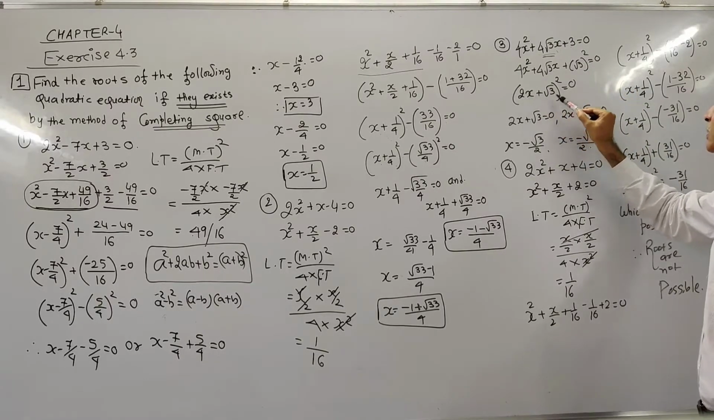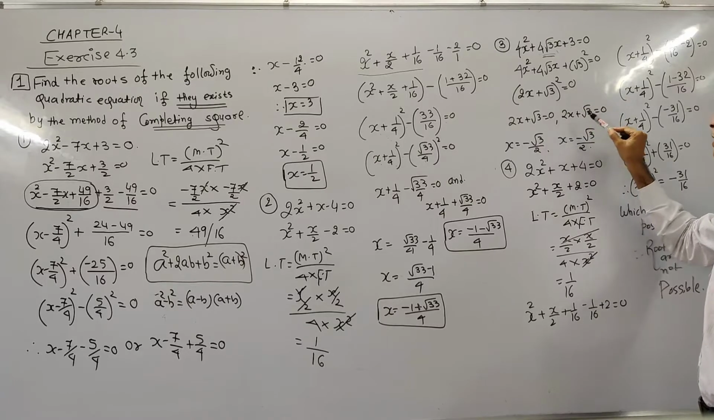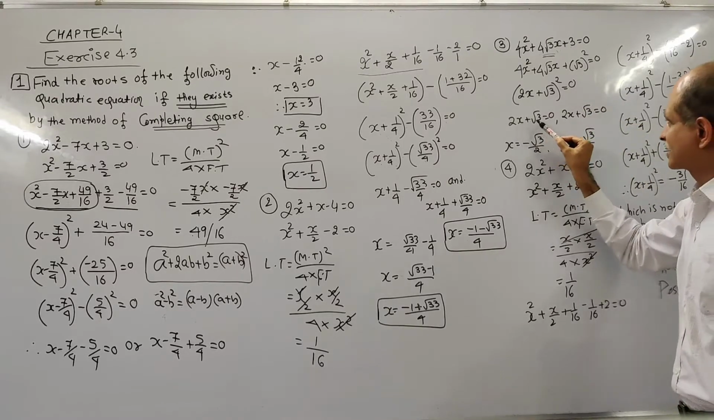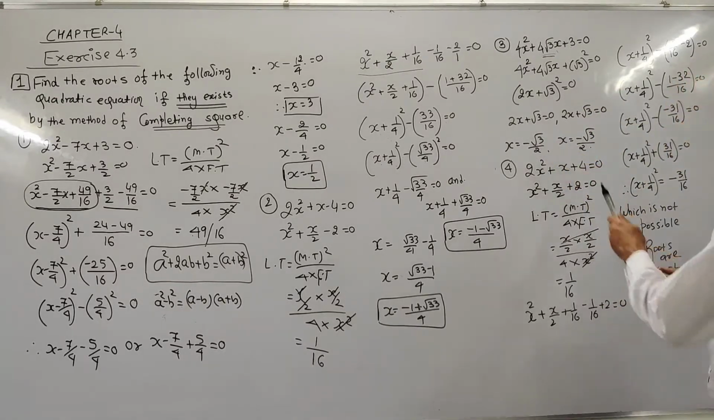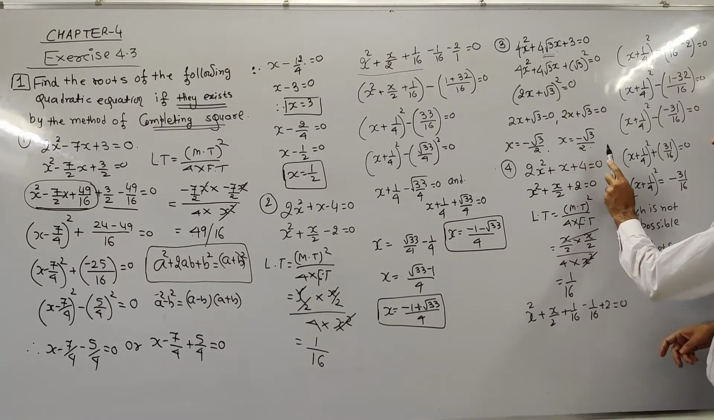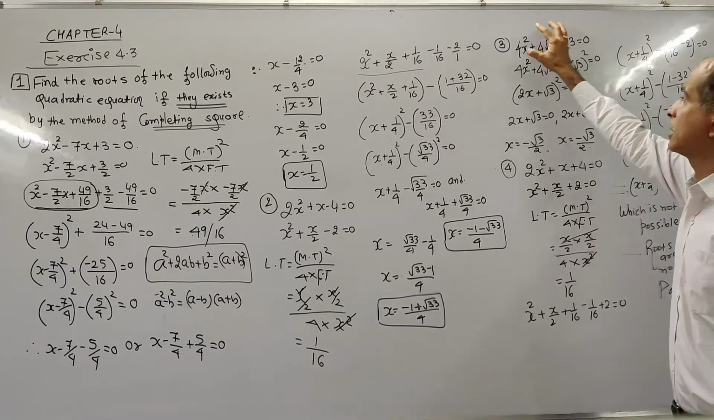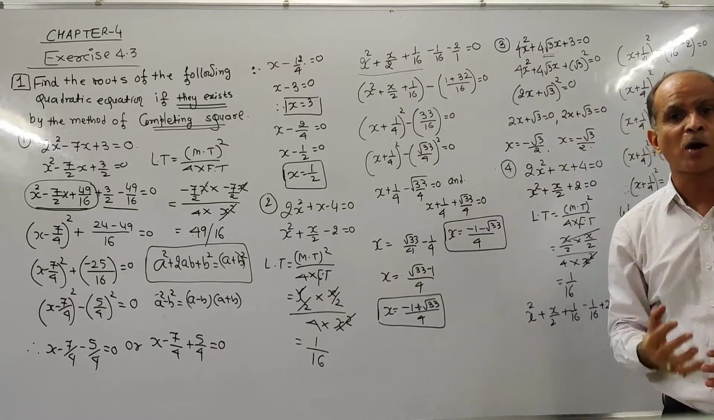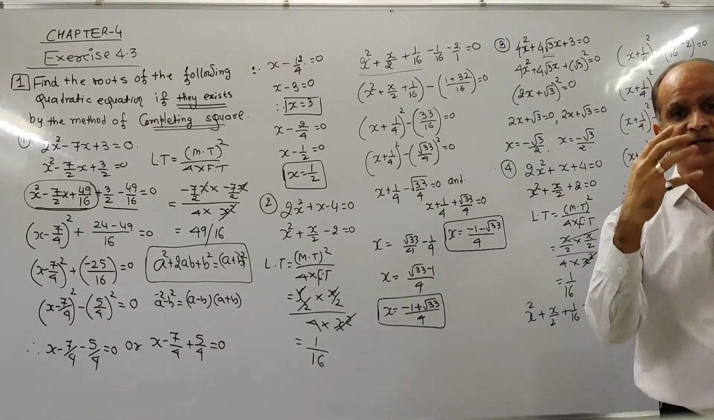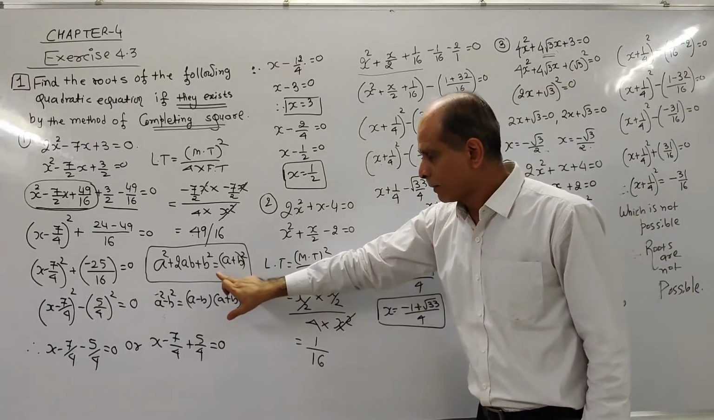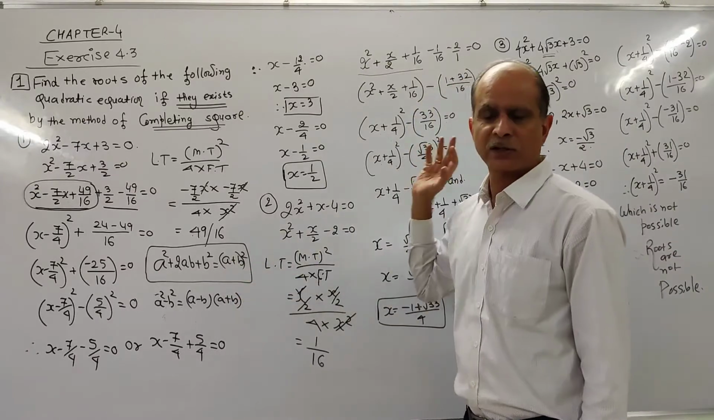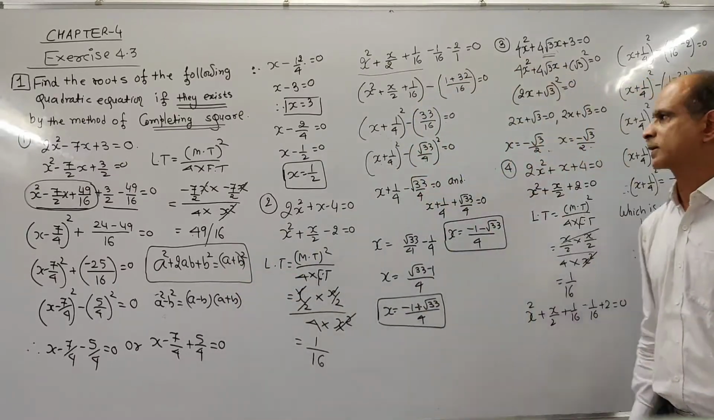So 2x plus root 3 is equal to 0, 2x plus root 3 is equal to 0. So x is equal to minus root 3 by 2. Here also x is equal to minus root 3 by 2. So here the quadratic equation is already in the form of ax square plus bx plus c is equal to 0. Use the method of perfect square polynomial and solve this example. Find the value of x.